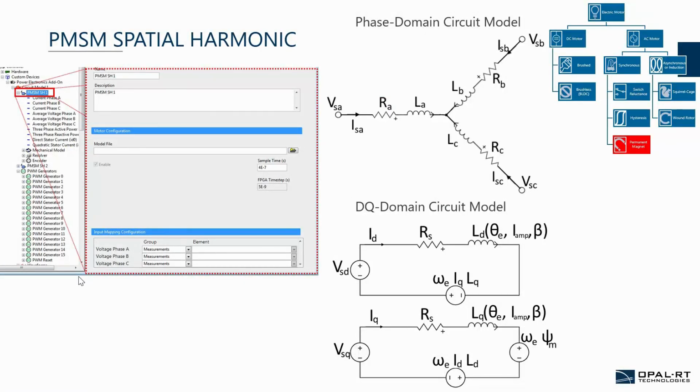Now for the highest fidelity PMSM model, the Spatial Harmonic model. Similar to the variable LD-LQ model, parameters for the Spatial Harmonic model are loaded using a file. You can see right here where that configuration is. But unlike the variable LD-LQ model, this file isn't created manually by a user, but instead by using the JMag and ANSYS tools, or by getting the files from a machine designer.